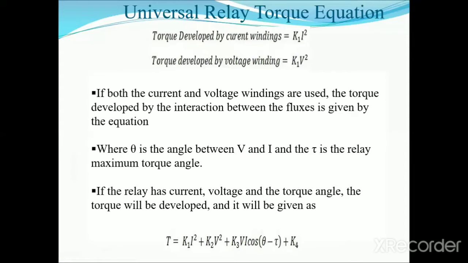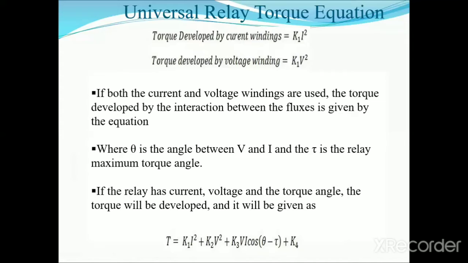The electromagnet winding consists of a current winding and a voltage winding. The current through the winding produces the magnetic flux, and then the torque is produced due to the interaction of these two fluxes.